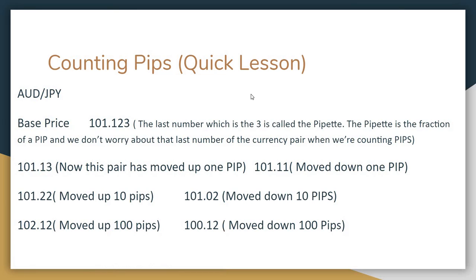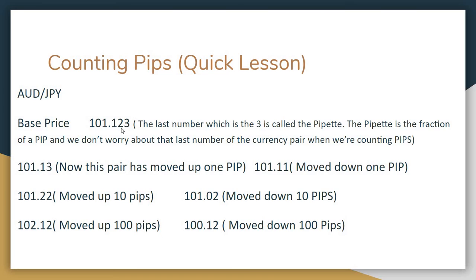Again, a recap about this. We took this trade, the AUD-JPY trade, at 101.12. Remember, this last number is called the pipette. The 3 right here is called the pipette. We don't worry about pipettes when we're counting pips. This doesn't help us make money. What helps us make money, and how much money we're making, are the rest of the numbers, not the last number. Don't worry about the last number.